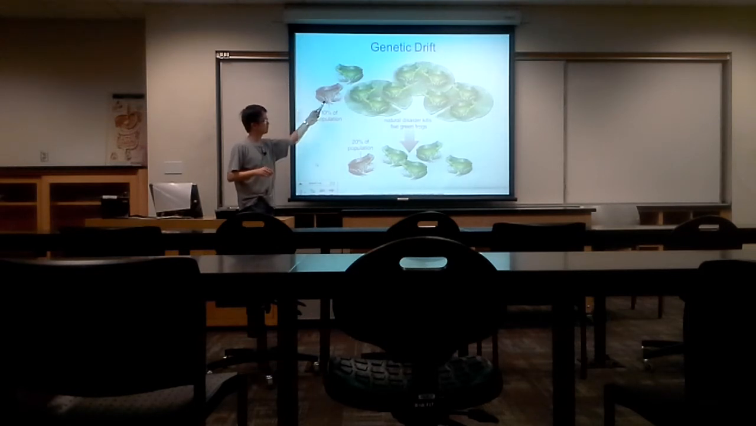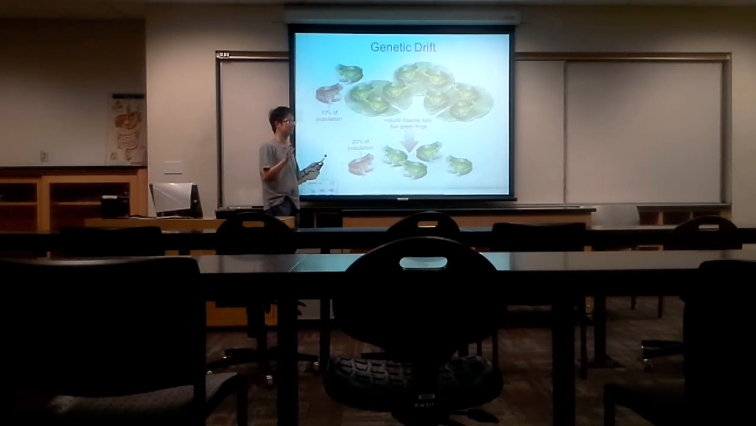Originally, we have a lot of green frogs, but a natural disaster kills the frogs. Let's say a natural disaster kills the lotus leaf, so all the frogs have to move on the ground. Because the ground has this natural color here, they may live better. Oh, sorry, this is a different analogy.